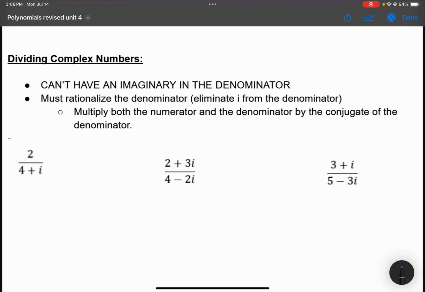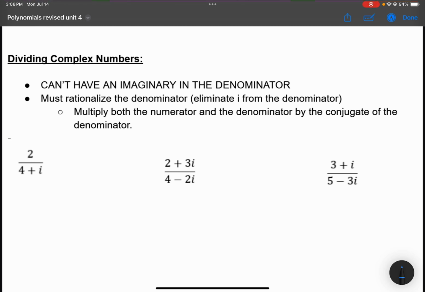Dividing complex numbers. Can't have an imaginary in the denominator. That is an absolute no in math. We can absolutely not have an imaginary in the denominator. So to get rid of that, we do a process called rationalizing the denominator, which is just a fancy way of saying we're eliminating i from the denominator.